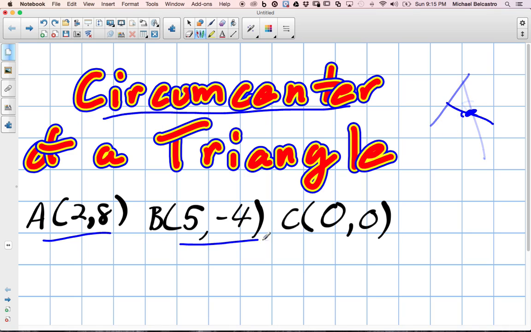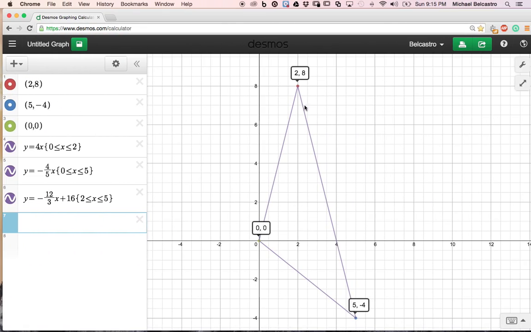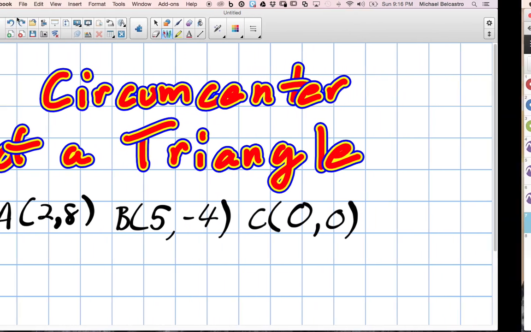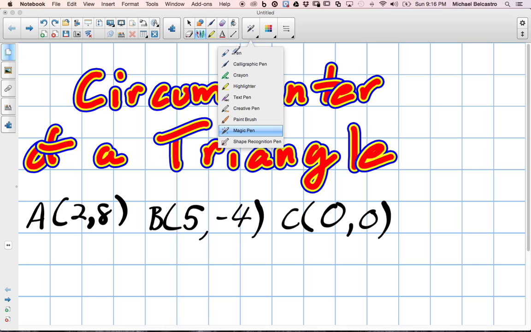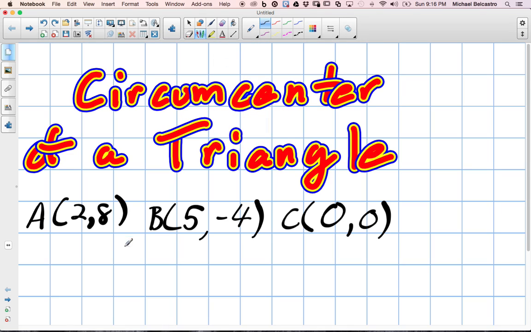So we have 3 coordinates, and we'll quickly take a look at what they look like on a graph. I've quickly graphed them out here. So here are 3 coordinates, (0, 0), (2, 8), and (5, -4). Don't worry about these purple lines. It's just to make it look like a triangle. For perpendicular bisectors, since all 3 of them will cross at the exact same spot, we really only have to focus on 2 of them. So I'm going to focus to start with side AB.